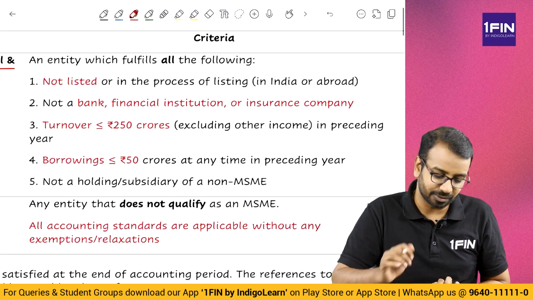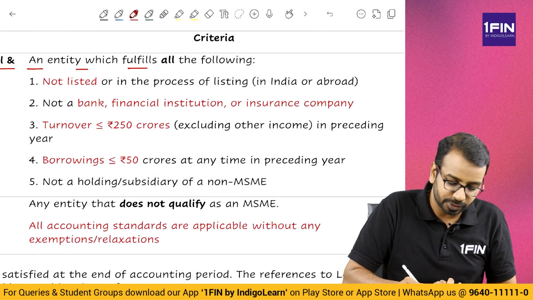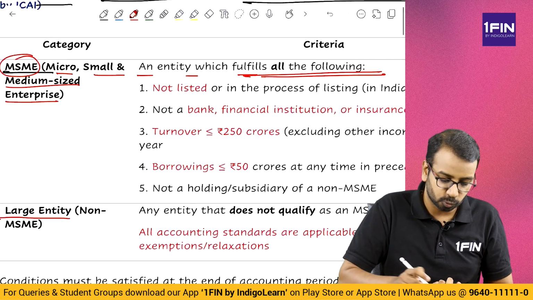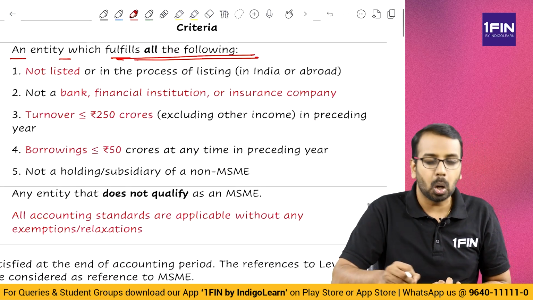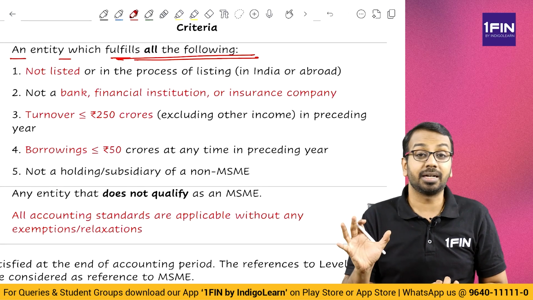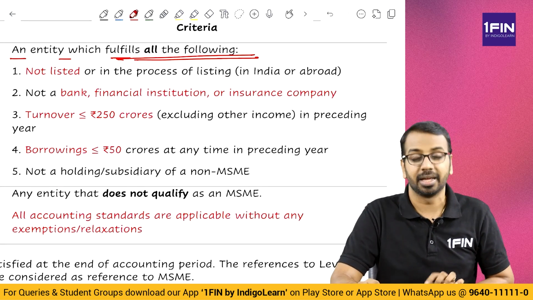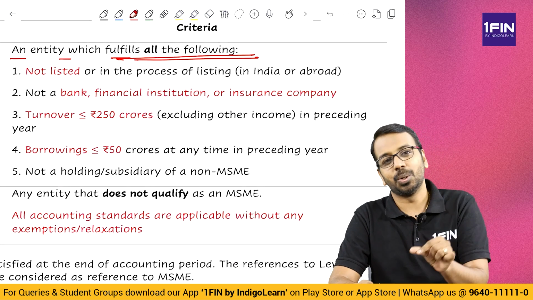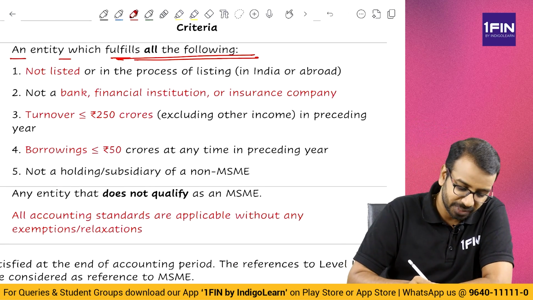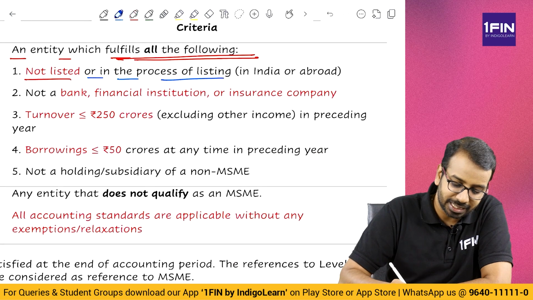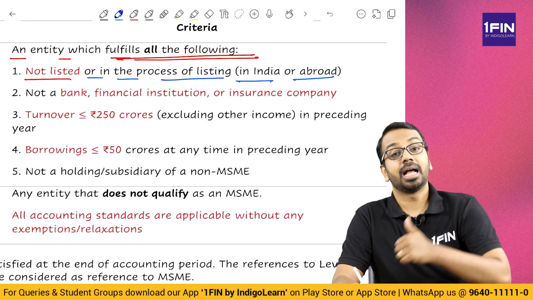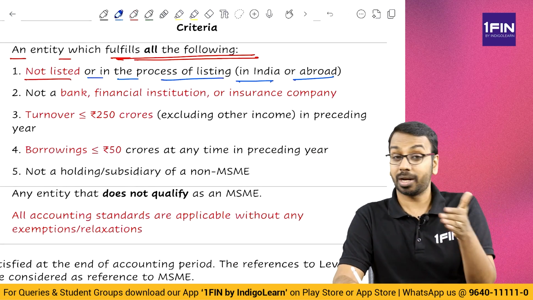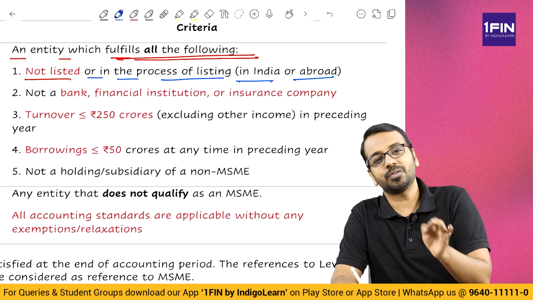So let us look at the criteria. The first one, an entity which fulfills all the following. So to become an MSME, you have to fulfill all of these conditions. 5 conditions, every condition must be fulfilled. If any condition is not fulfilled, you will classify them as non-MSME. Okay, what is the first condition? They should not be listed or in the process of listing in India or abroad. Means they should not be listed whether India or abroad. They should not be in the process of listing.